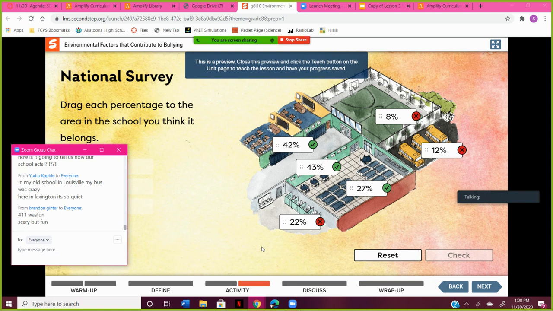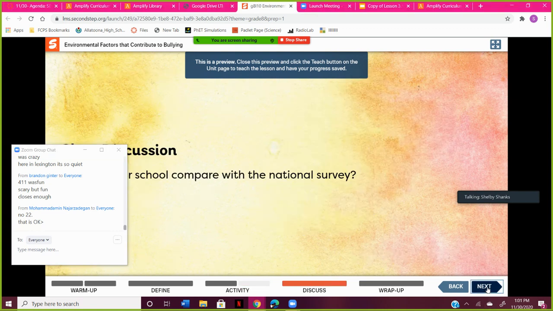Yeah. Close enough, right? All right, so that is just the national average. And so I wouldn't have thought that 42% would be in the classroom. But I guess it's when the teacher is not looking, right?